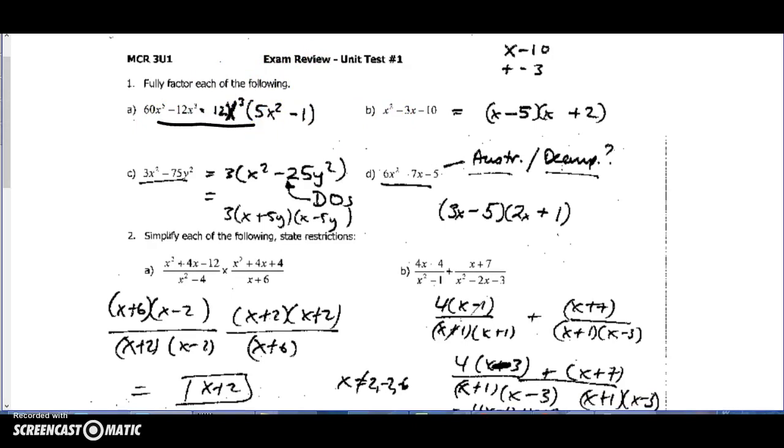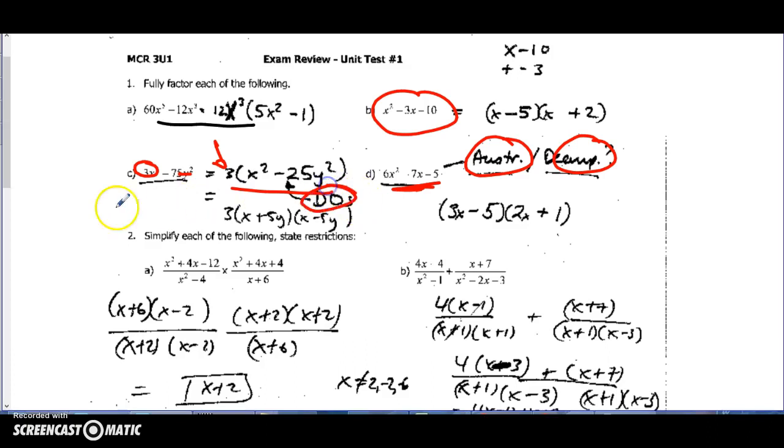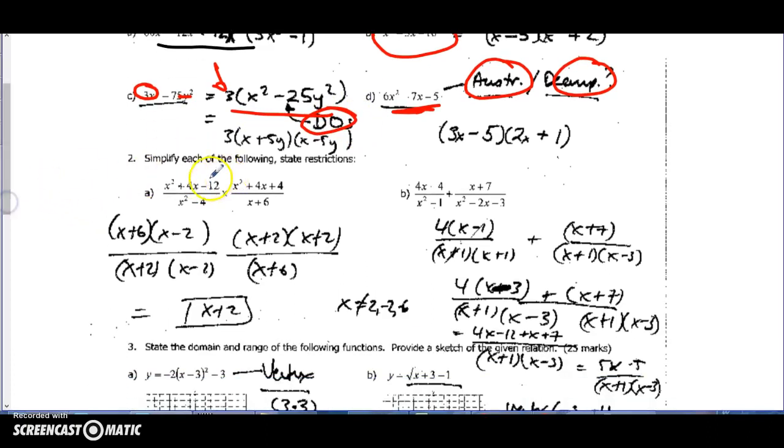Common factor here. Oh, let me change this to red. Simple trinomial here. Use the Australian method or decomposition here. Go through your notes. Here, you're going to common factor the 3 out. You're left with this, and this is a difference of squares. Okay, so we're going to whip through all this stuff. Factor everything, and then cross out from the top and the bottom.